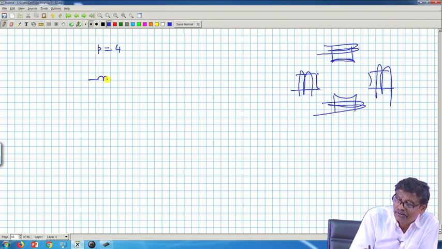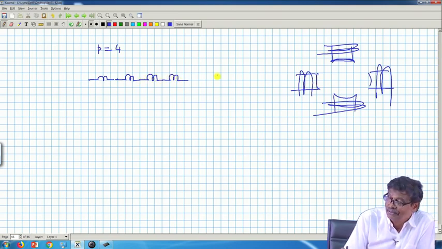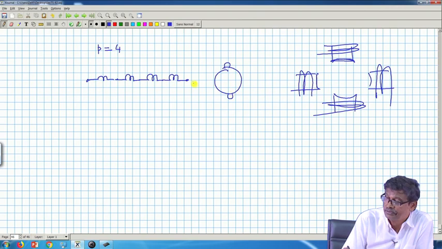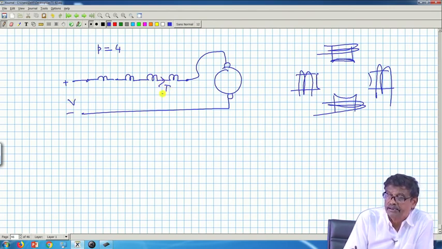Connect all the field coils in series, 4 coils: 1, 2, 3, 4, and consider this to be your series field terminals, connected in series with the motor. This is the applied voltage, let it carry current.